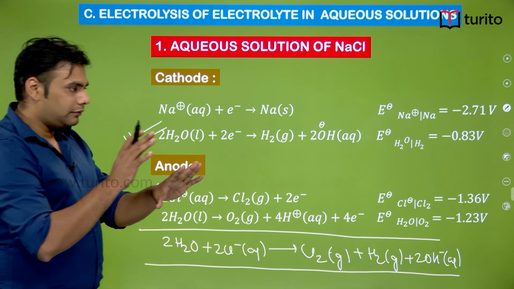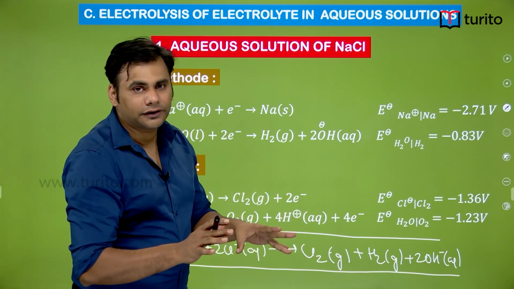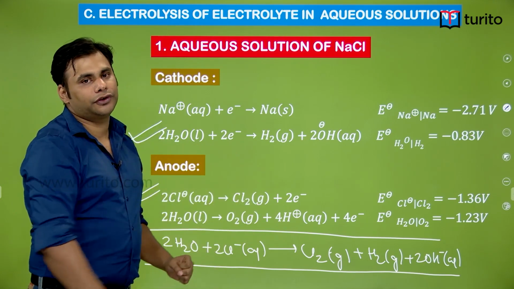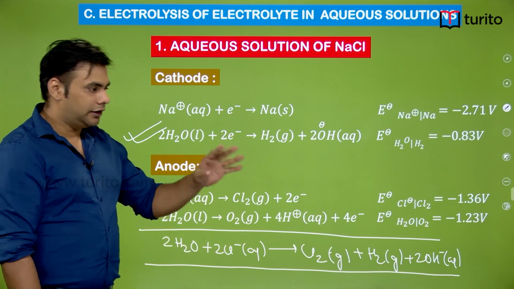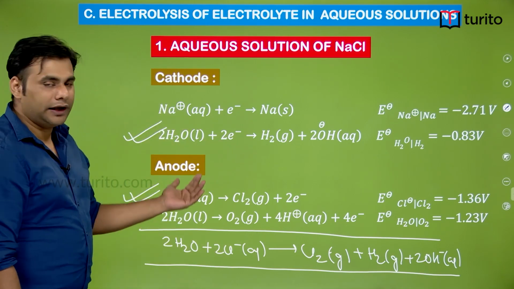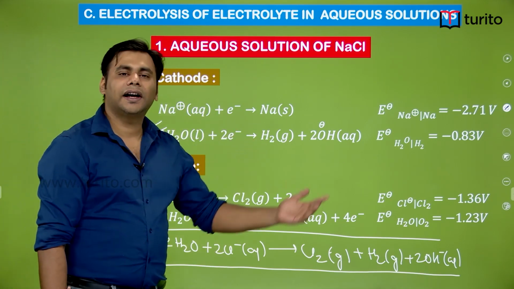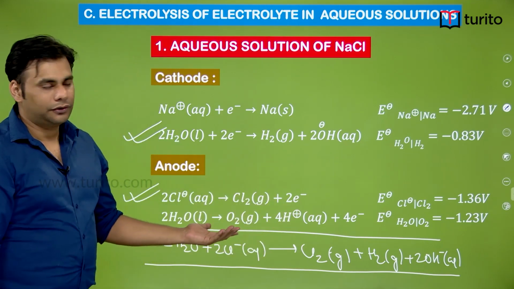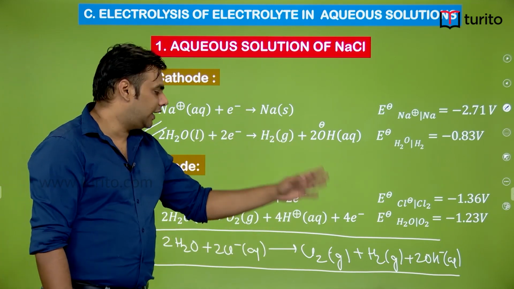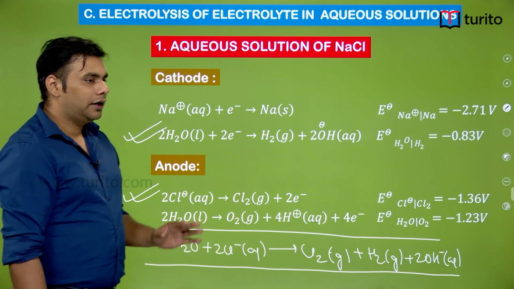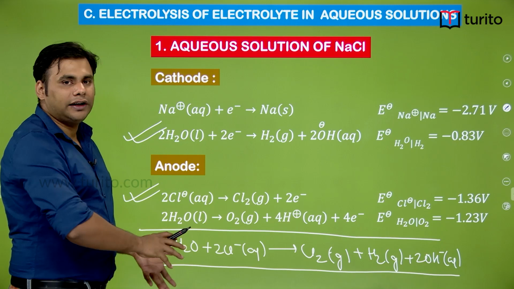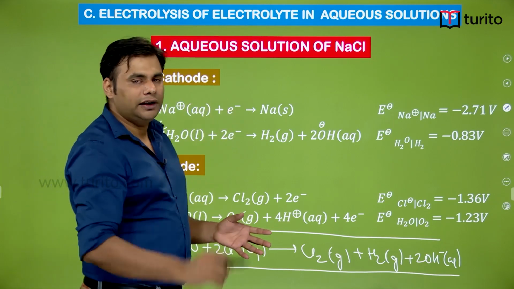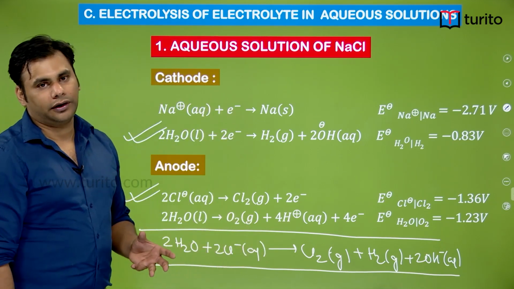Now look at the beauty of this reaction. How many different types of questions can be framed on one particular electrolysis reaction? The first question that could come over here is, what are the gases that are evolved at cathode and anode? So we know that at cathode hydrogen is evolved, at anode Cl2 would be evolved. Now the second question that could come over here is, you will be given certain quantities and you will be asked to find the volume of the hydrogen and the Cl2 gas liberated.